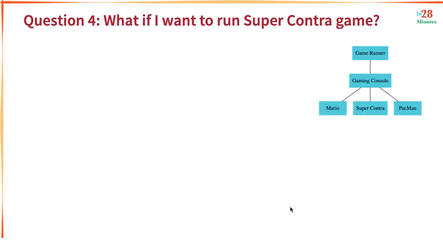Welcome back. In this step, let's shift our attention back to question 4. What if I want to run Super Contra game? Until now, we are using Spring Framework to create instances of Game Runner and Mario and auto-wire the Mario game into Game Runner. What if I would want to run the Super Contra game? What I would recommend you do is to pause the video here and try and see what you can do about it. I hope you got a chance to try that exercise.